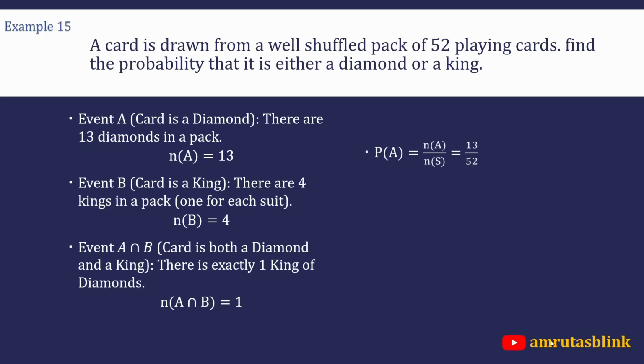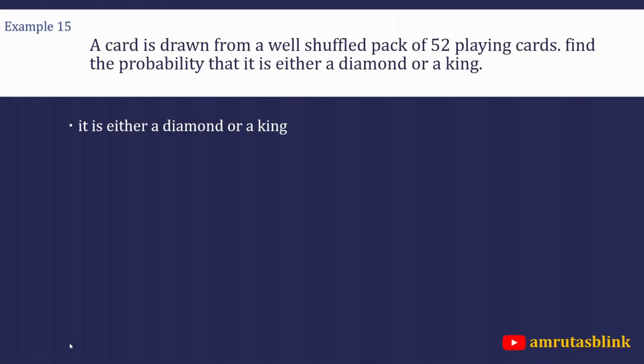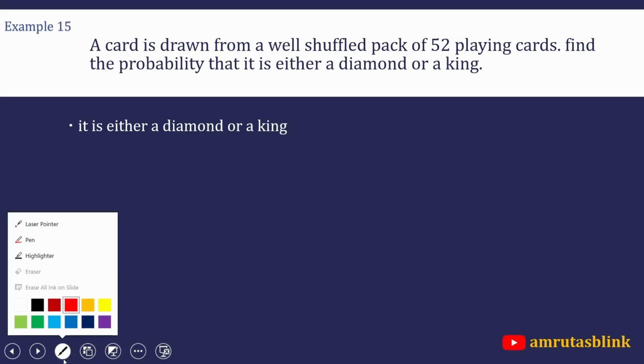Now as n of A is 13, so probability of A is 13 by 52. N of B is 4, hence probability of B is 4 by 52. N of A intersection B is 1, hence probability of A intersection B is 1 by 52. Now we need to find out the probability that it is either a diamond or a king.